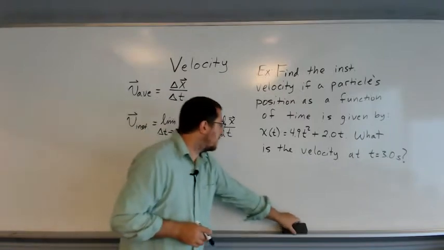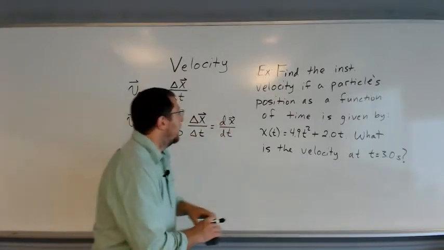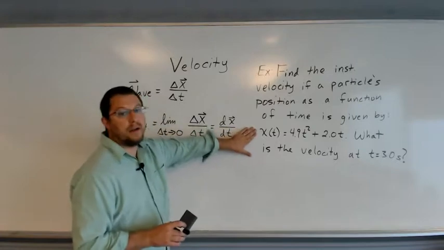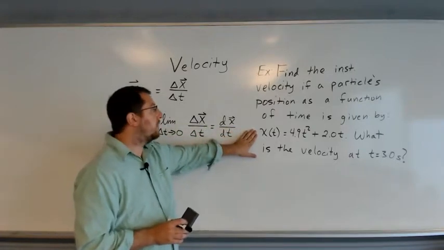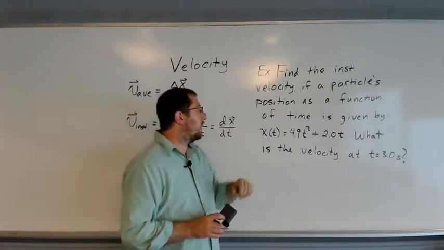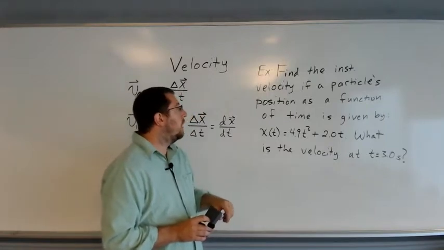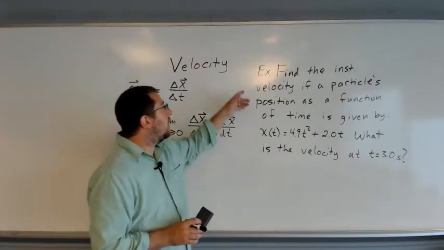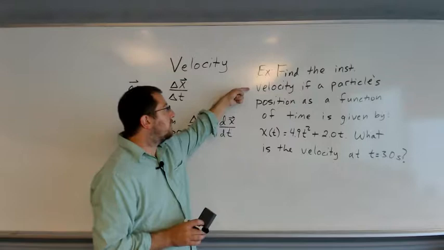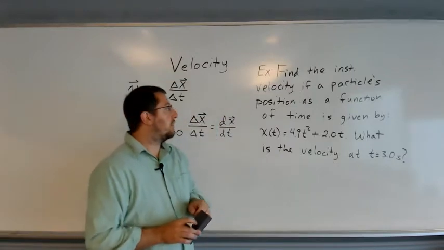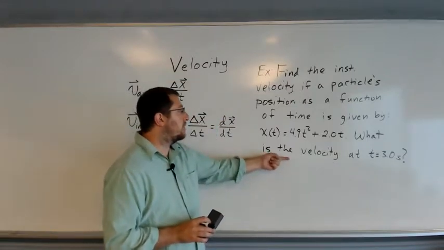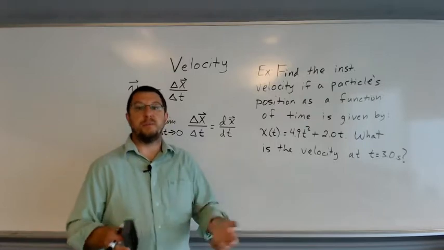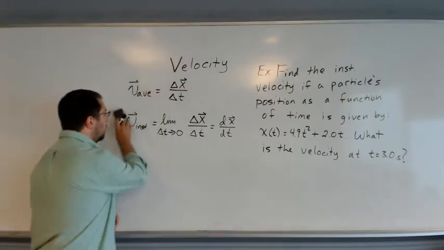As an example, let's say that we have this position as a function of time, given by 4.9 t squared plus 2.0 times t. We want to find the velocity of the particle as a function of time, and then also find what the velocity is at a specific point in time. So let's go ahead and do that.